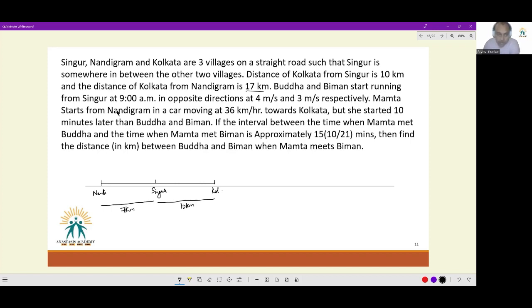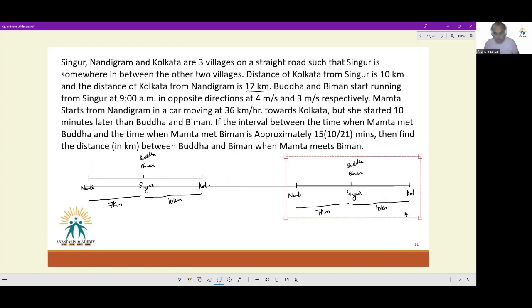Buddha and Biman started running from Singur at 9 a.m. I have Buddha, I have Biman. The problem is we don't know in which direction. They run in opposite directions at 4 meters per second and 3 meters per second, which tells us there could be 2 possibilities. Either Buddha could be going left, or Biman could be going left. We have to take care of both those possibilities.